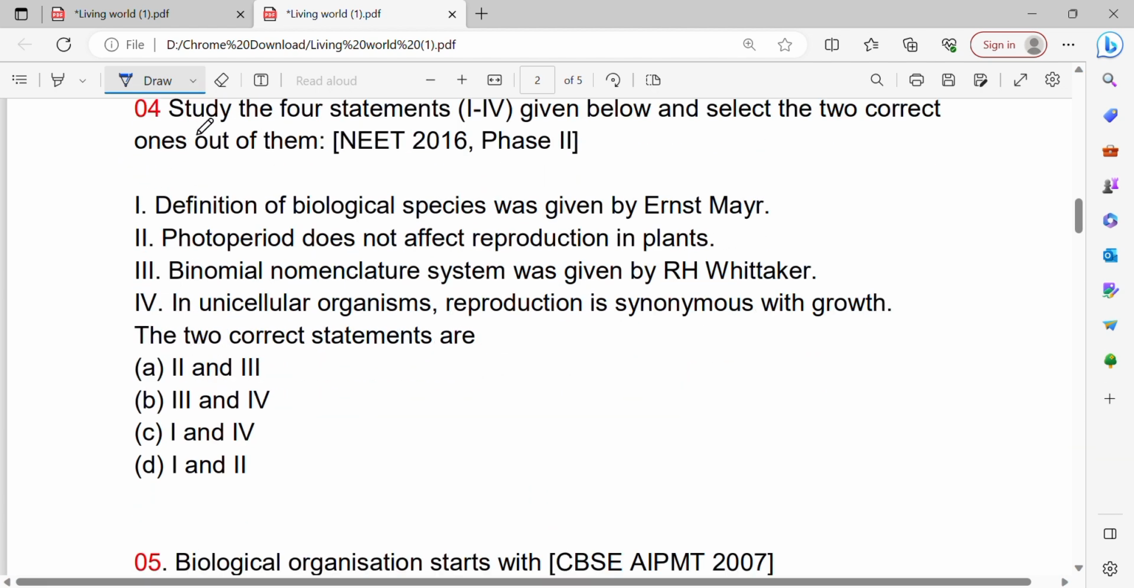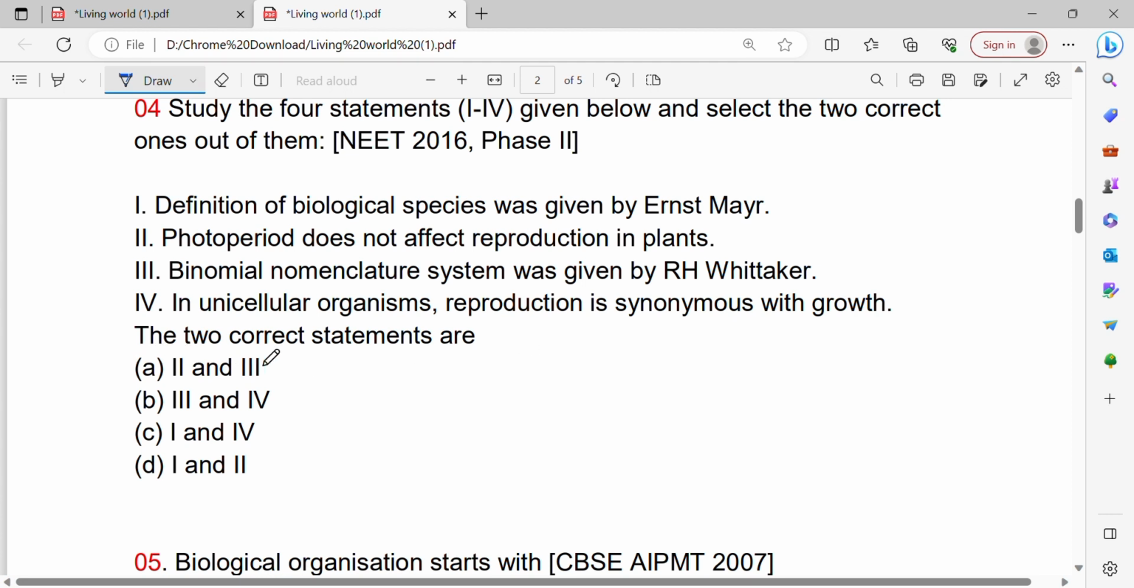Question number 4. Study the 4 statements 1 to 4 given below and select the 2 correct ones out of them. Number 1. Definition of biological species was given by Ernst Mayr. Number 2. Photoperiod does not affect reproduction in plant. 3. Binomial nomenclature system was given by R.H. Whittaker. Number 4. In unicellular organism, reproduction is synonymous with growth.